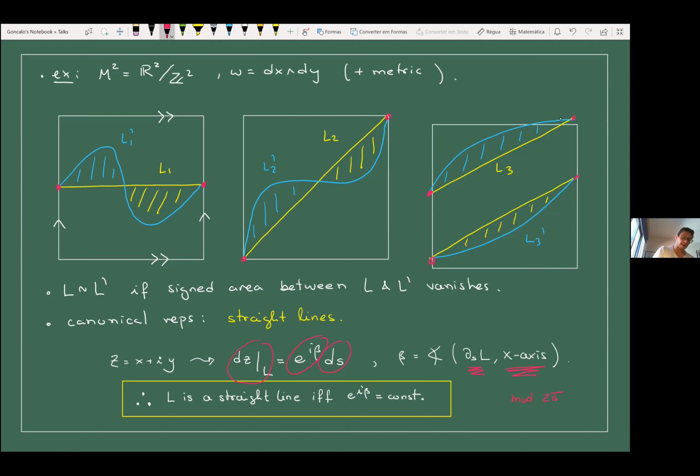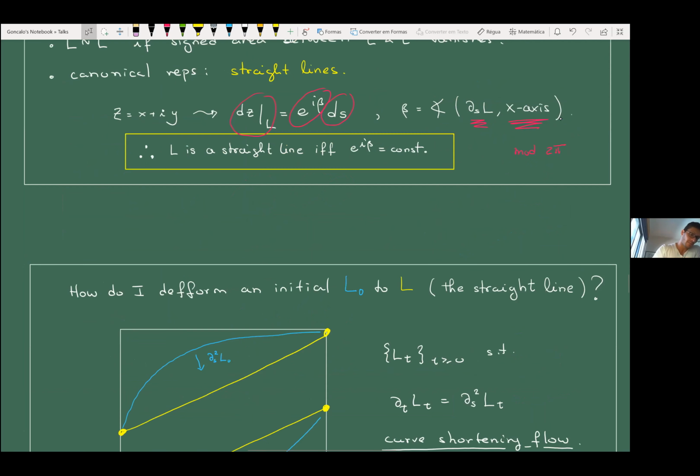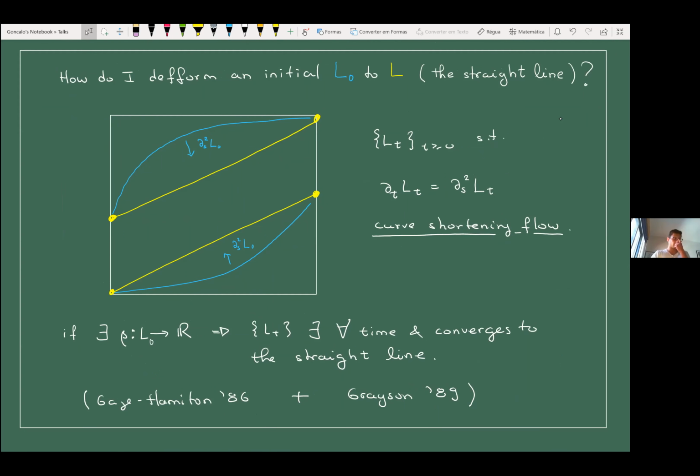And then, of course, being a straight line simply means that this angle is constant. That means that the velocity in arc length parameter is constant. So that's a characterization of a straight line. And this notion we can generalize to higher dimensions. But before we go there, let me address the other question I asked, which is, how can you deform an initial Lagrangian to the canonical representative of its Hamiltonian isotopic class? In this example, how do I deform any curve to a Hamiltonian isotopic straight line?